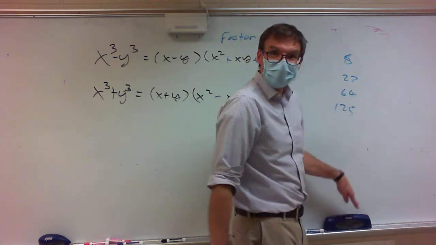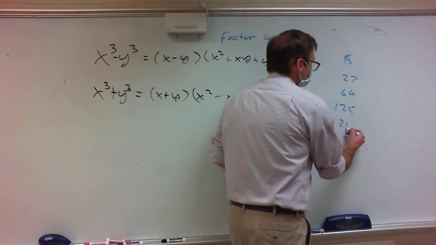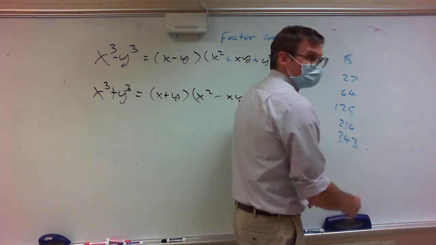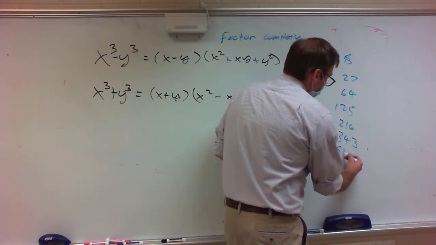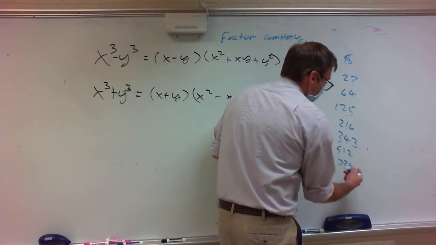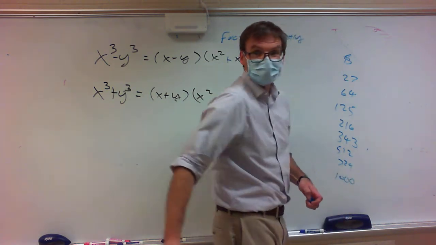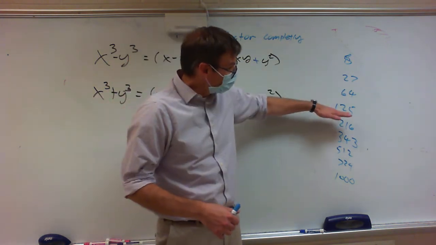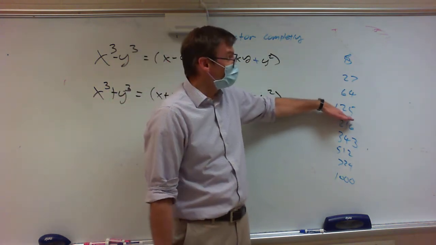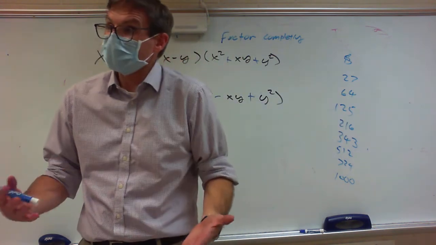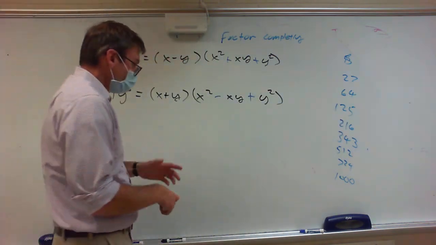I expect this. It's nice to know that 6 cubed is 216. 7 cubed is 343. 8 cubed is 512. 9 cubed is 729. And 10 cubed is 1,000. You need to know. I expect everybody to know up through 125. After that, these are numbers that are going to show up. Your life's going to be easier if you recognize them. All right.